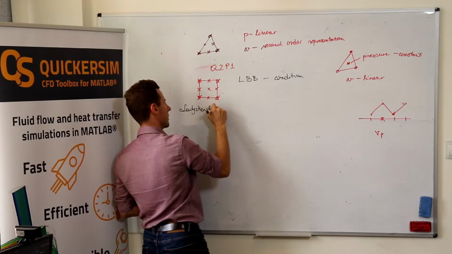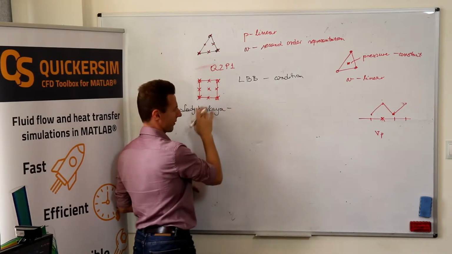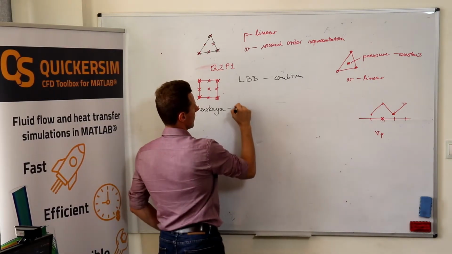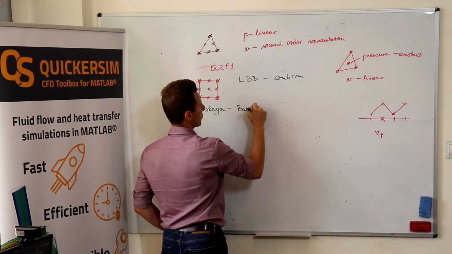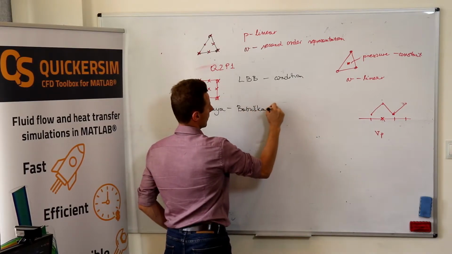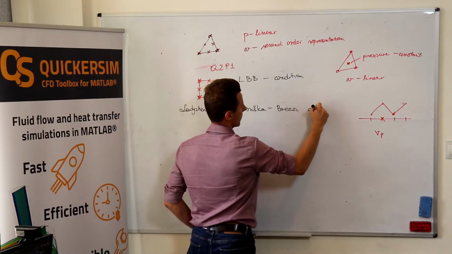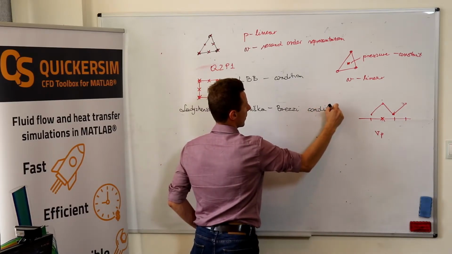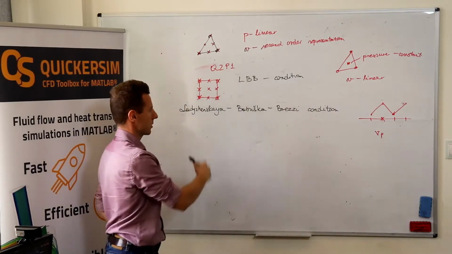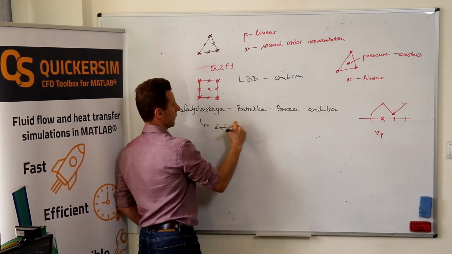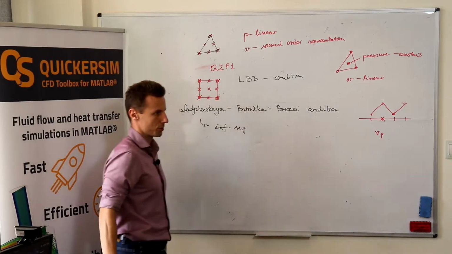Ladyzhenskaya. Yeah, I think it's Olga Ladyzhenskaya, a Russian mathematician or so. Babuška, Brezzi condition. And the same condition, exactly the same one, is also called the infimum-supremum condition.